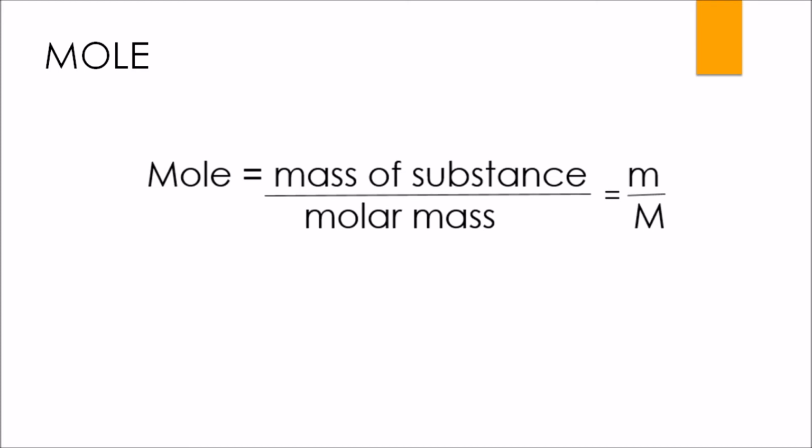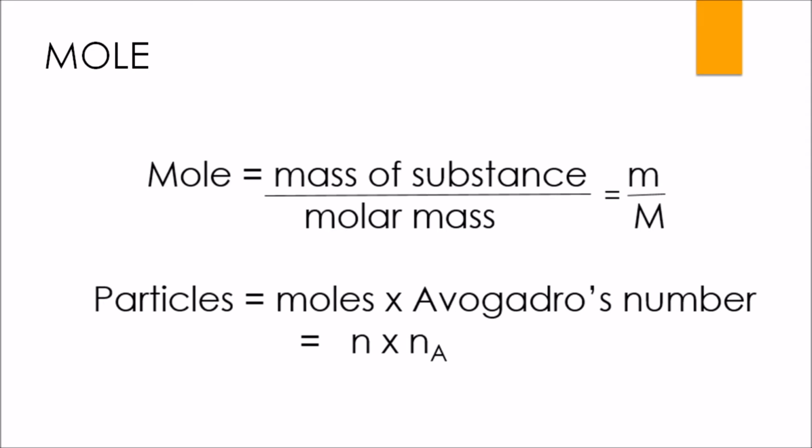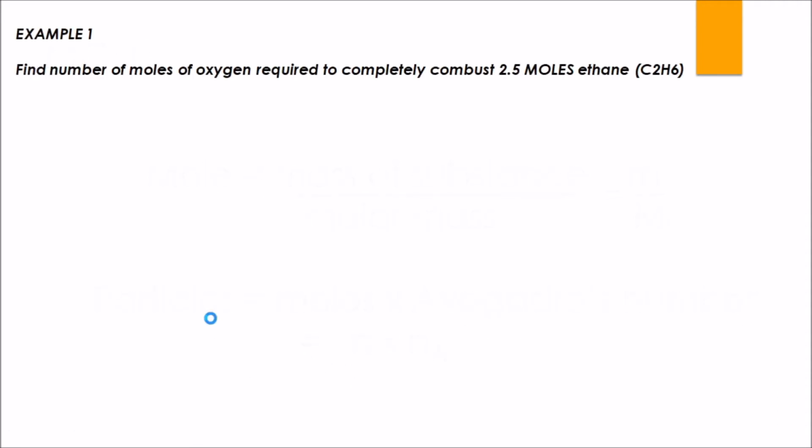Okay, let's review mole. We have learned that mole is defined as the mass of a substance divided by the molar mass of the same substance, small m divided by capital M. Small m is the mass of the substance and capital M is the molar mass. Okay, this is the formula of mole, and we know that the number of particles is equal to moles multiplied by Avogadro's number. So when you have moles and multiply that with Avogadro's number or Avogadro's constant, you get the number of particles.